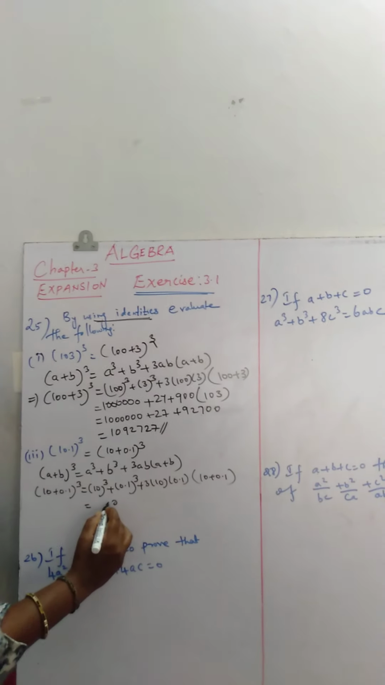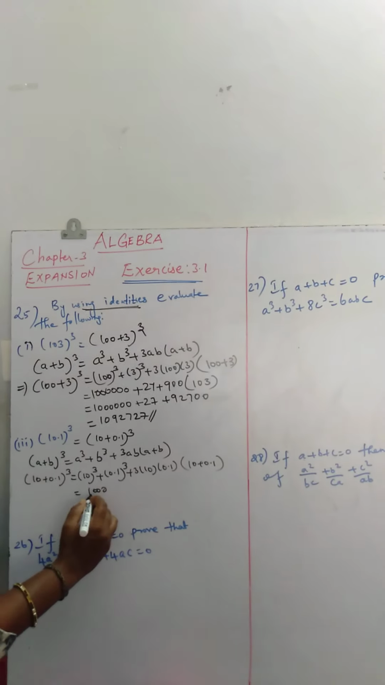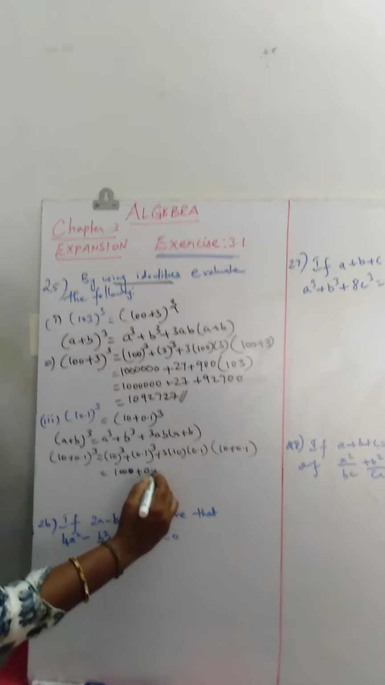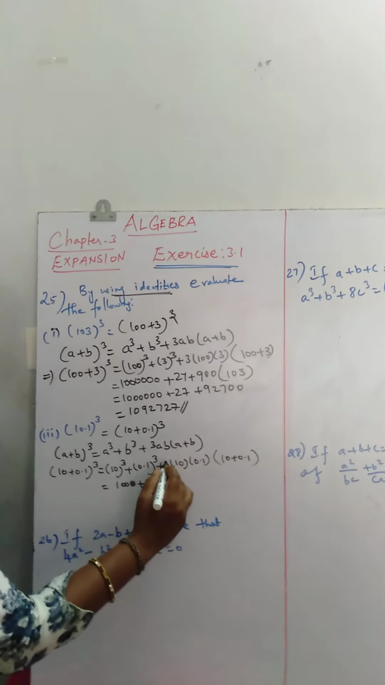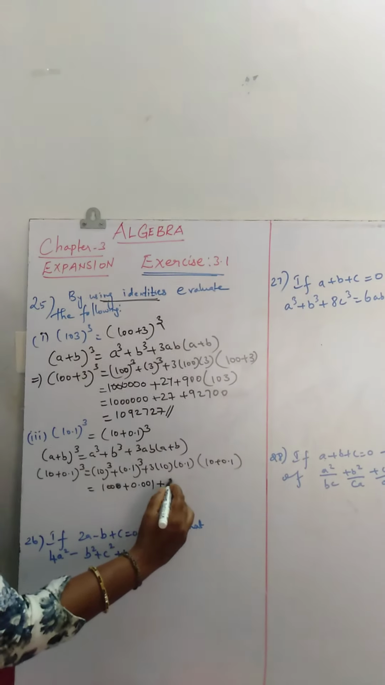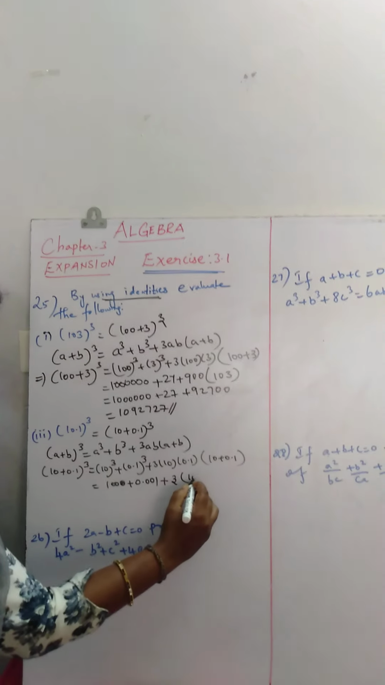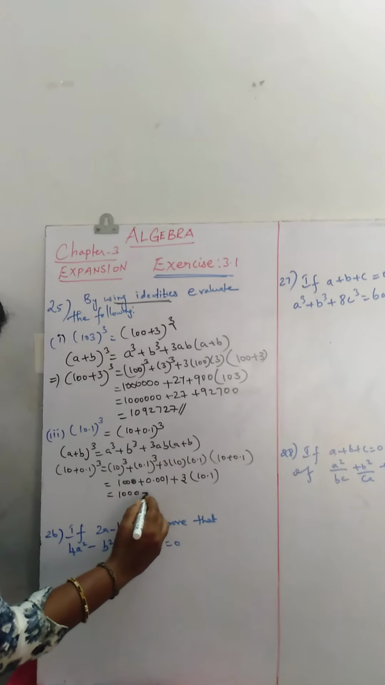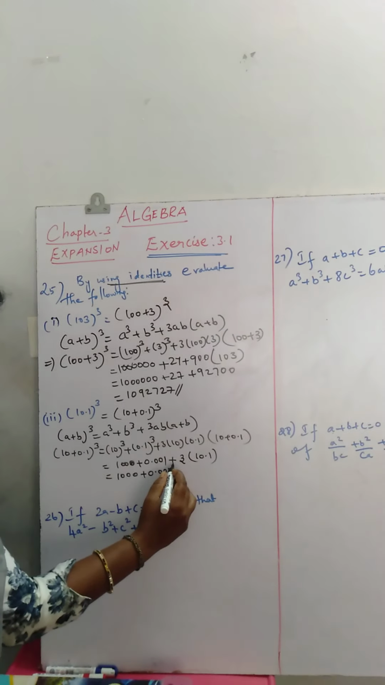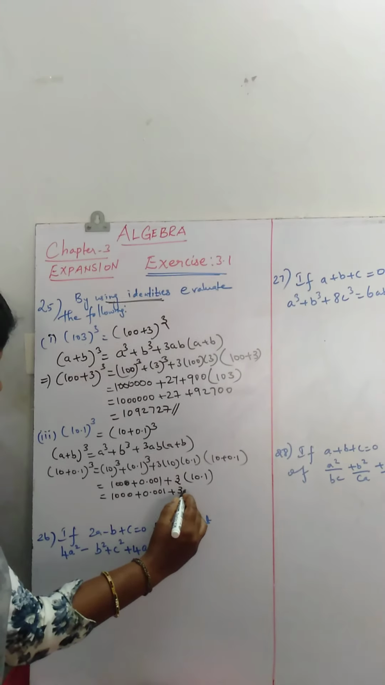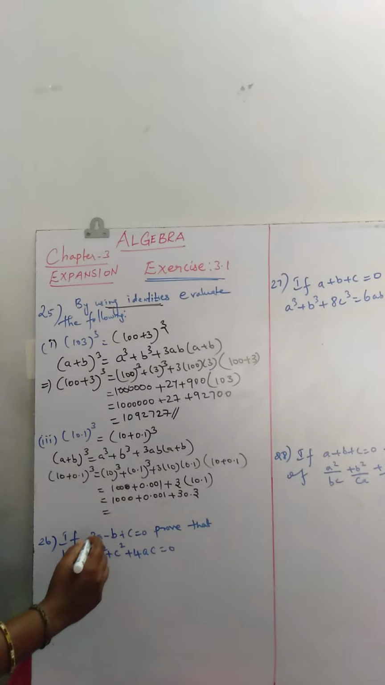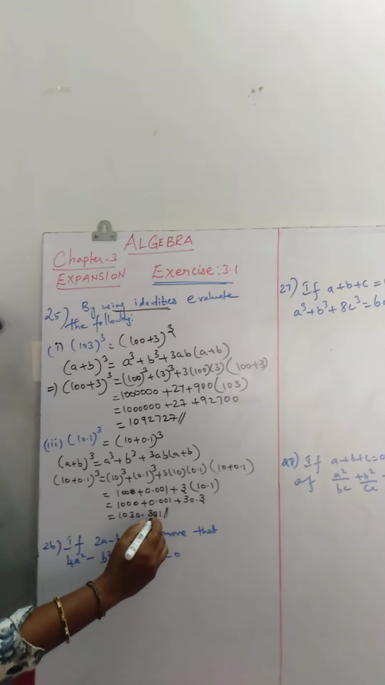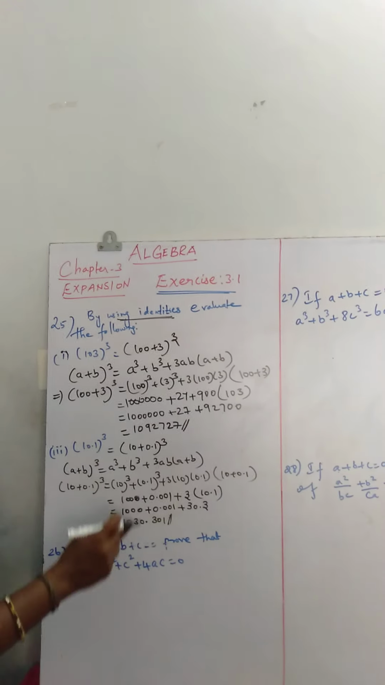So 0 means 3 zeros you want to use for cubing. The 1 cube is 1, that is 1000 you will be getting. Then if you are cubing 0.1, the value will be 0.001. Then if you are multiplying this one, 30 into 0.1 is 3. Then 10 plus 0.1 is 10.1. So what you will be getting? 1000 plus 0.001. Then here 30 into 10.1 is 30.3. So finally you will be getting 1030.301 is the solution of this 10.1 the whole power 3.